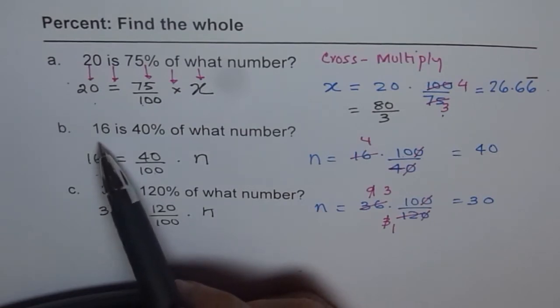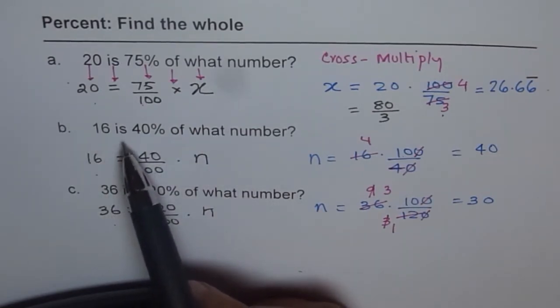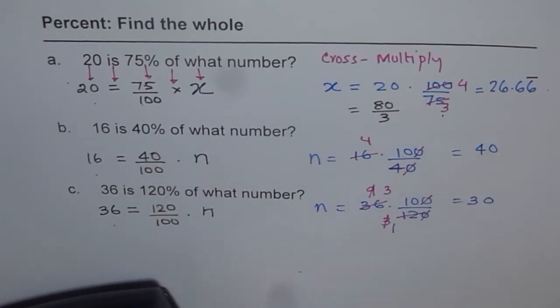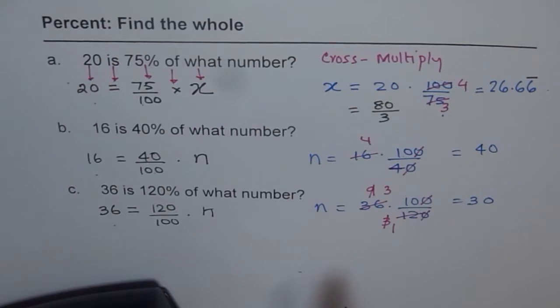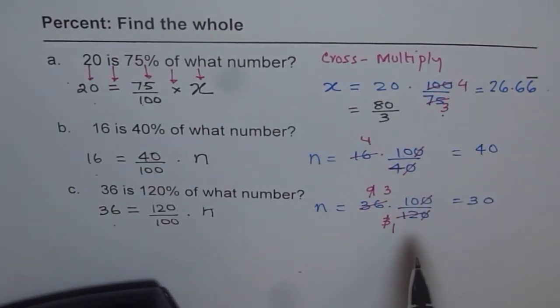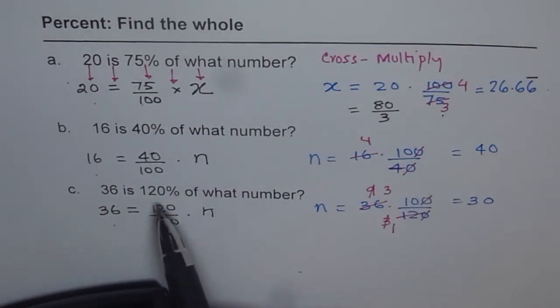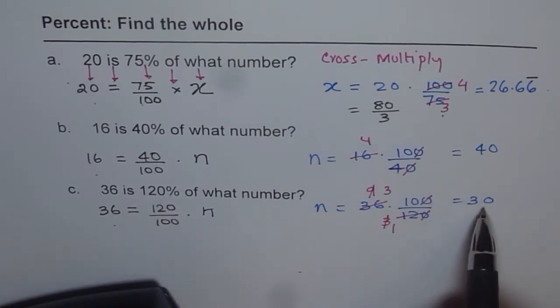Now the next one is 16 is 40% of what number? We got 16 is 40% of 40. Now is it right or wrong? Can you check it? How will you check it? So 40% of 40 is how much? Calculate and see if it is 16, okay? 36 is 120% of what number? So we found 36 is 120% of 30.